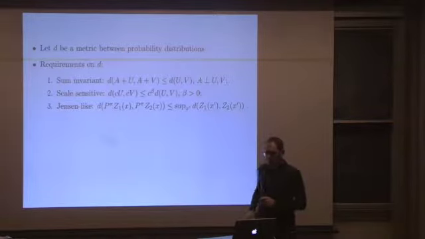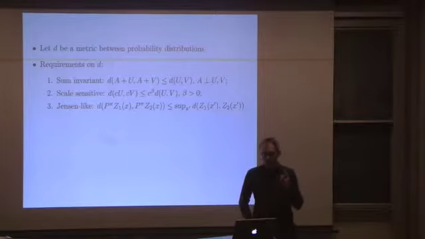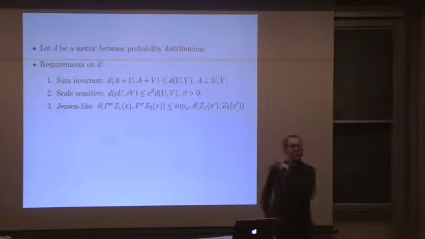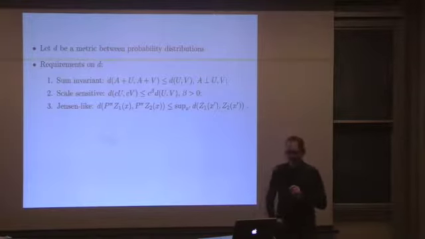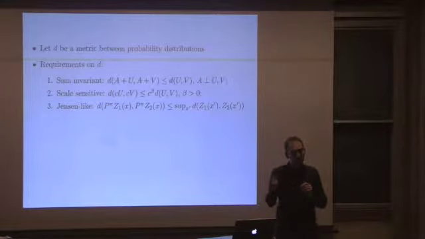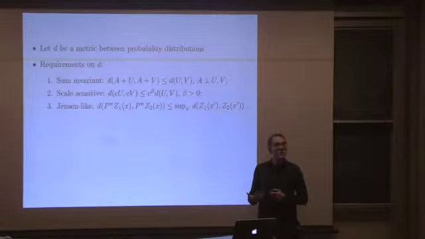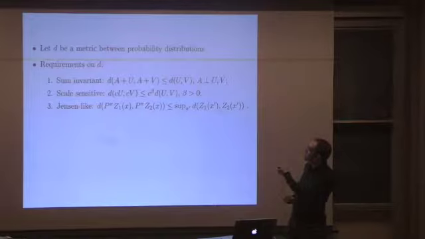Okay. First of all, I'm going to require that this metric d has three properties. First, I want it to be sum invariant. I'll apologize in advance, I'm going to mix up metrics over random variables and metrics over distributions, and I hope you forgive me for that oversight. Take two random variables U and V, and add a third random variable A to both of them, where A is independent of U and V. Then sum invariance means that the metric once I add A is no greater than the metric if I hadn't added it. So that's the first property.